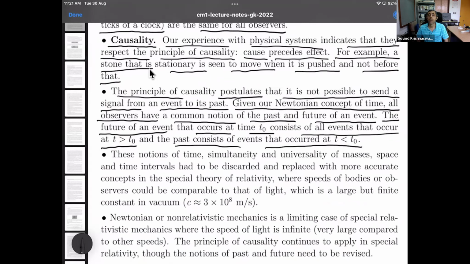So we have now introduced the concept of the past and the future of an event. And our statement is that we cannot communicate to events in the past.